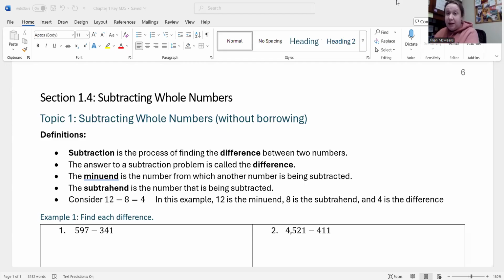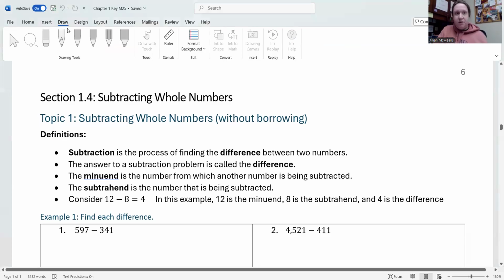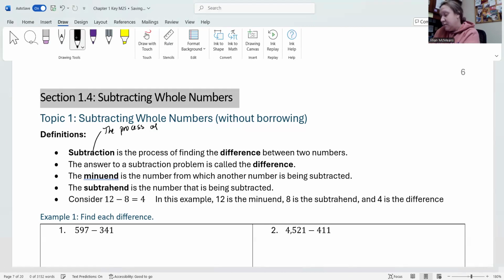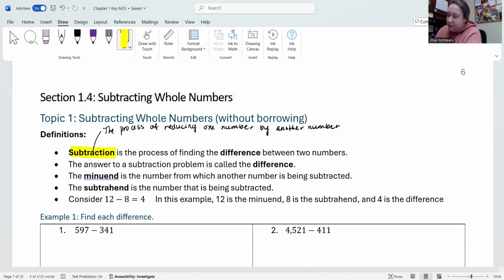Well, that's great, but what does that mean? Another way of saying what subtraction is, it's the process of reducing one number by another number. So you're taking one number and reducing it. You're taking something away from it. The more semi-formal definition is subtraction is the process of finding the difference between two numbers. That is taking one number and reducing it by another.